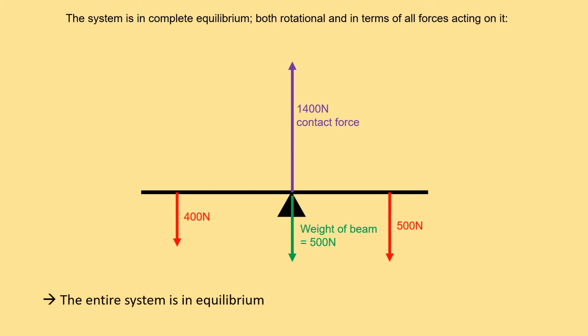The entire system is in equilibrium, as we've said, and the contact force is the complete weight of the beam, all pointing down onto the pivot. So the contact force of the pivot pushing back up is the entire weight of the whole system, 500 newtons plus 400 plus 500 newton weight of the beam.